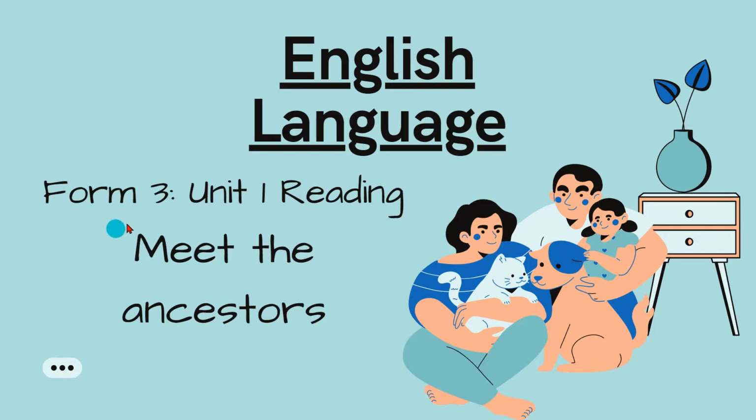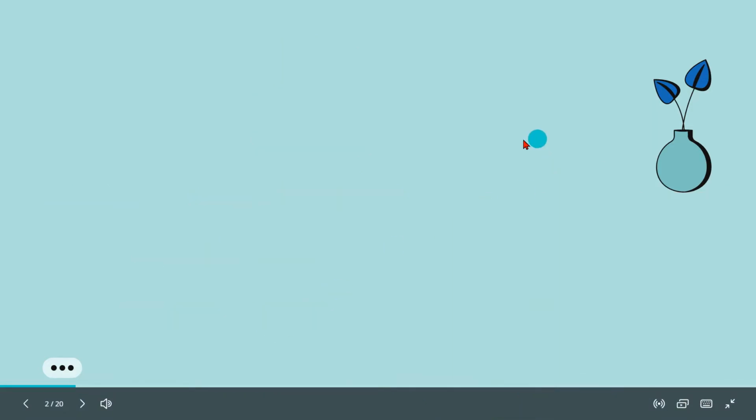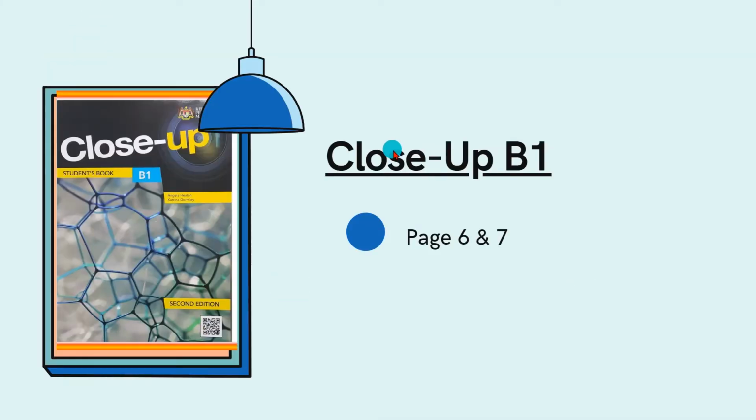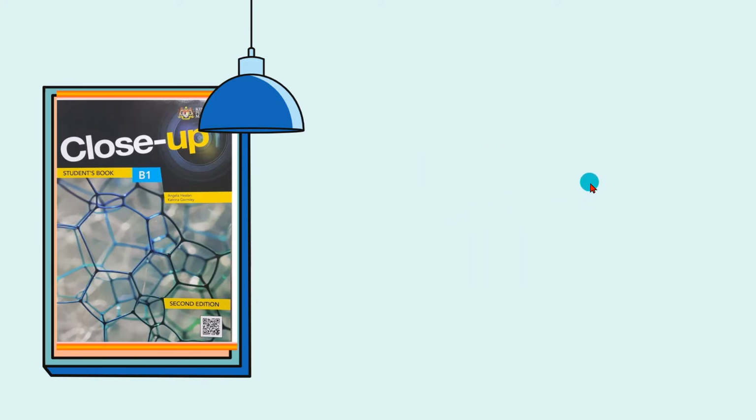So today's lesson is Form 3, Unit 1, Reading. And the title for the text is Meet the Ancestors. Now before we start, I need you to go and get your textbook. Close up B1 and turn to page 6 and 7. Okay, are you ready? Let's start.